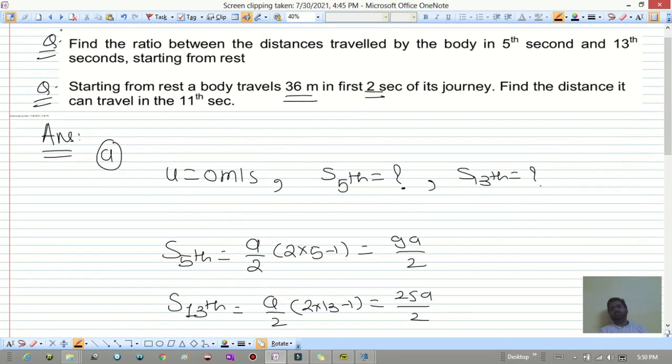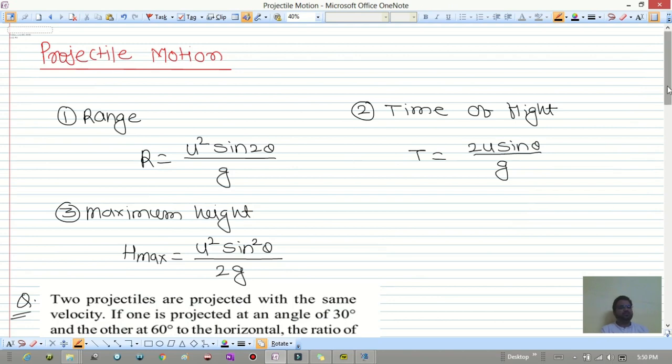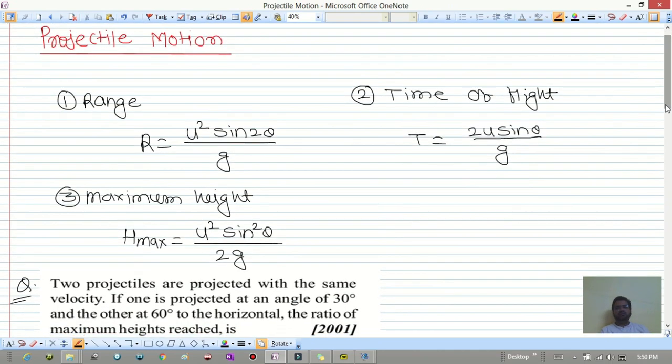Now the next question. In this, firstly we have projectile motion. In projectile motion, these three formulas are very, very important. Now, what are those formulas? We have the range, and the range formula is u square sine 2 theta by g. Now, what is range? What is maximum height? And what is time of flight? I'll just explain in 2 minutes.